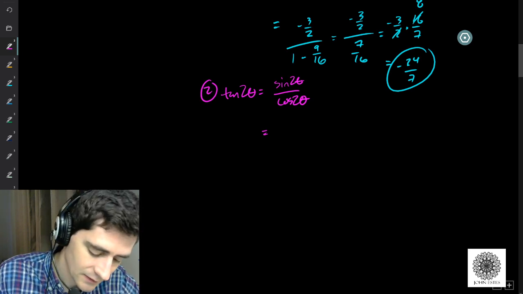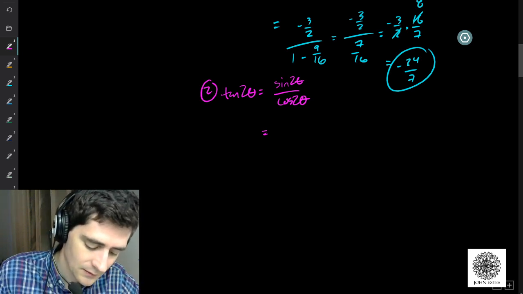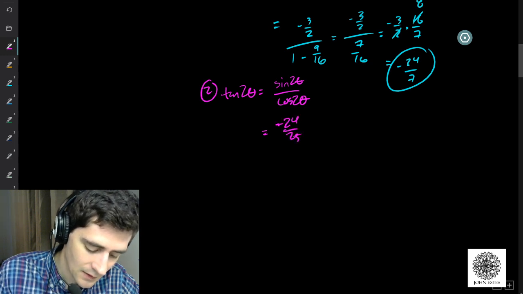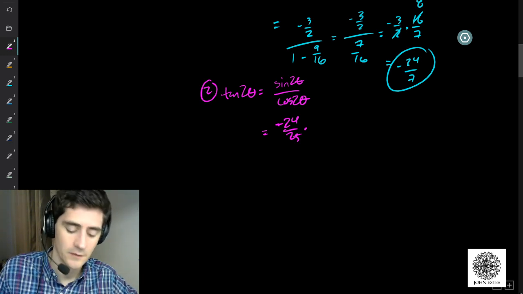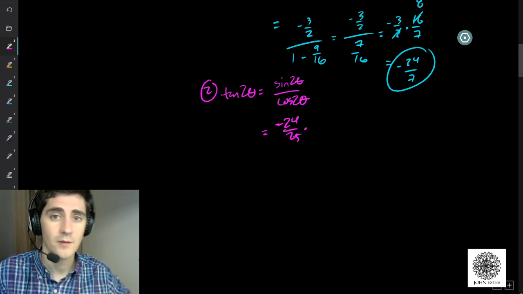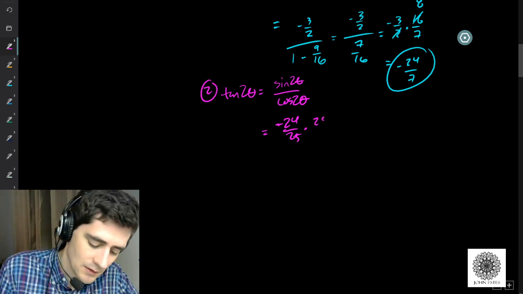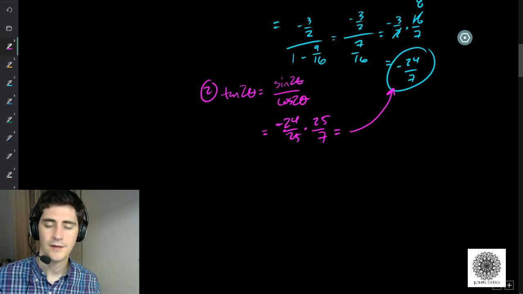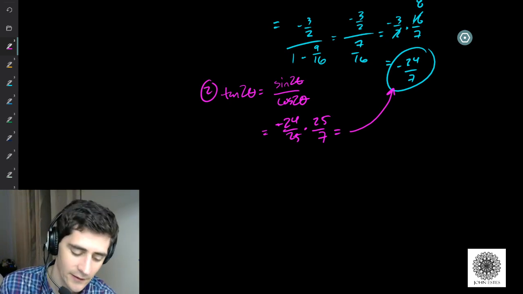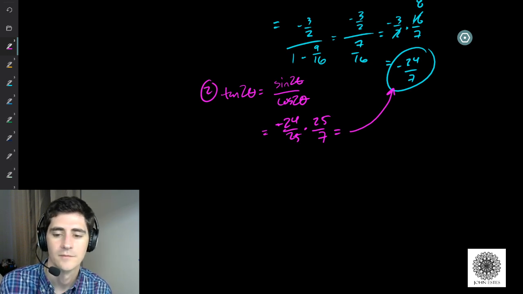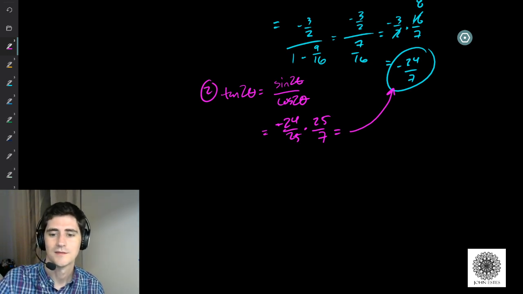We said that sine 2 theta was negative 24 over 25. We said cosine was 7 over 25. So since I'm dividing, I'm just going to go ahead and make that a reciprocal, 25/7. And so when you multiply that out, you get negative 24/7. But I wanted to illustrate algebraically how the identity would work. Okay, I hope this makes sense.